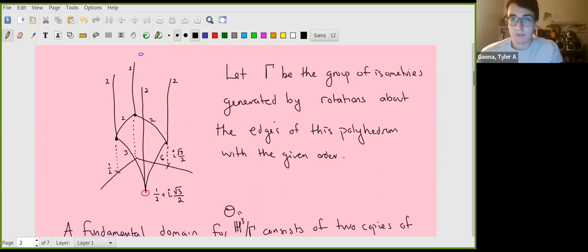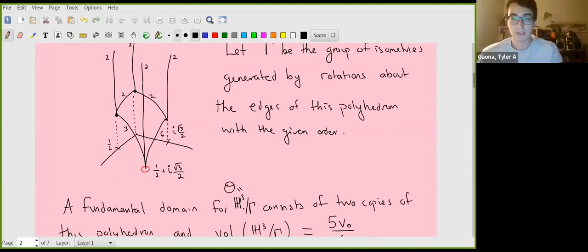So let me give you an example of one of these orbifolds. Consider this pyramid in H3 with two ideal vertices, one at infinity and one at the point 1/2 plus i root 3 over 2 in the plane. And let's let gamma be the group of isometries generated by the rotations about the edges of this polyhedron, with the order given by the label on each edge.